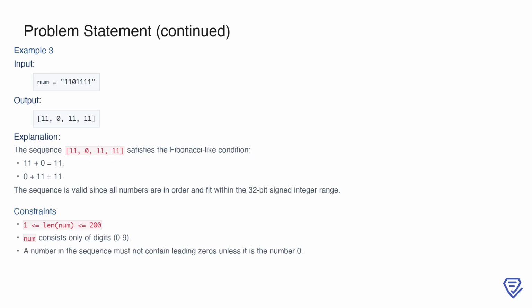Let's look at another example. If the input string is 110, 1111, we can split it into the sequence 11, 0, 11, 11. This sequence satisfies the Fibonacci-like condition because 11 plus 0 equals 11, and 0 plus 11 equals 11. The numbers are in order, there are no invalid leading zeros, and all values fit within the 32-bit integer range. Since the sequence meets the criteria, the output is 11, 0, 11, 11. These examples demonstrate how to derive a valid sequence, provided the conditions are met.